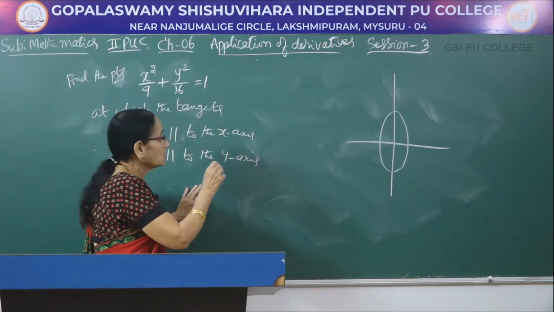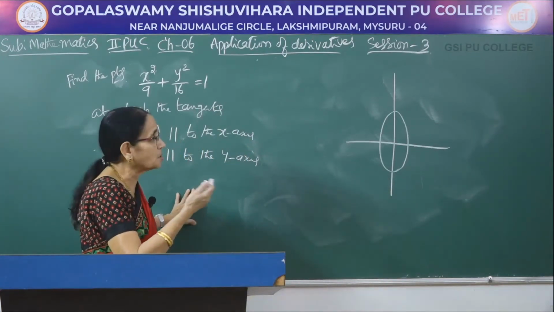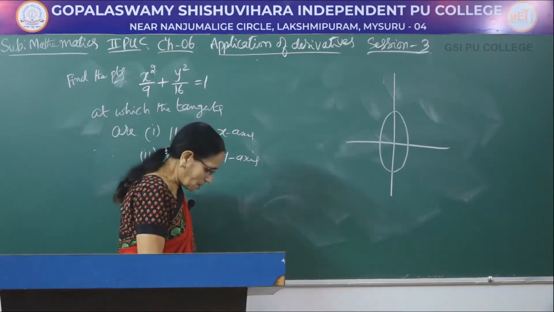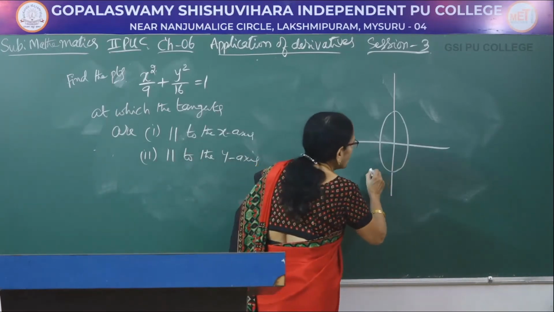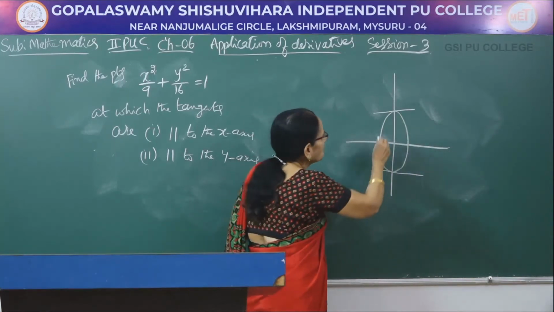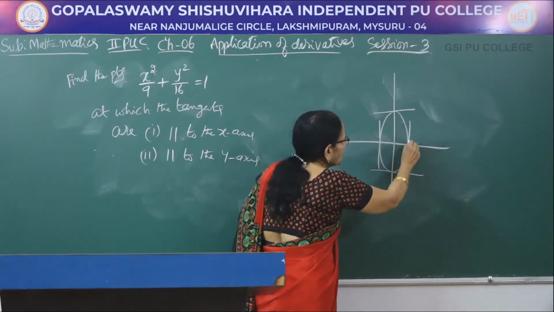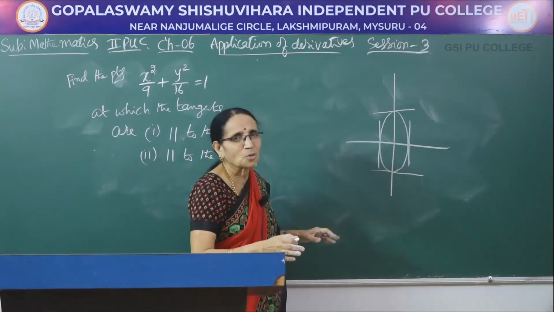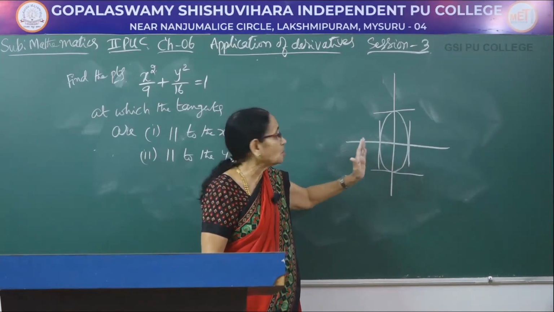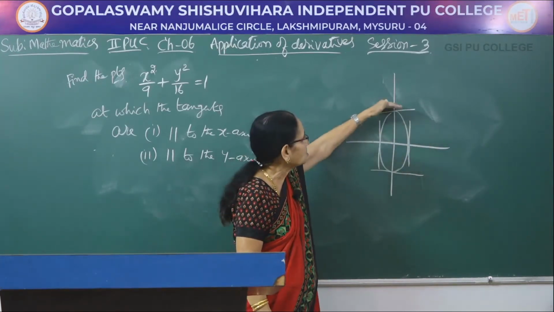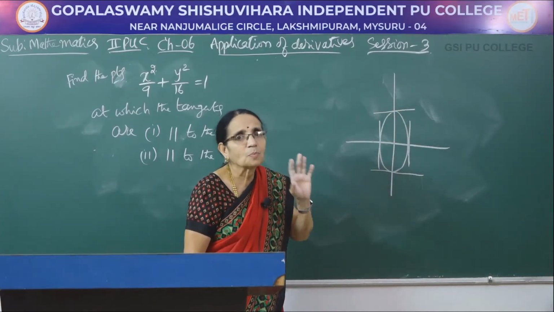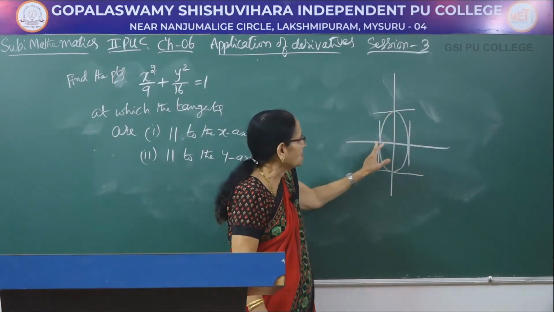Now when you draw the figure, you will know which points you will be getting. See, at which the tangents are parallel to the x-axis. Parallel to the x-axis means one tangent can be drawn here, another can be drawn there, isn't it? Parallel to the y-axis means one here, one here. You need not draw the figure here, I am just writing to make the point clear. So the tangents parallel to the y-axis are these, and tangents parallel to the x-axis are these. So how many points will we get? 4 points, this and that and this and that.